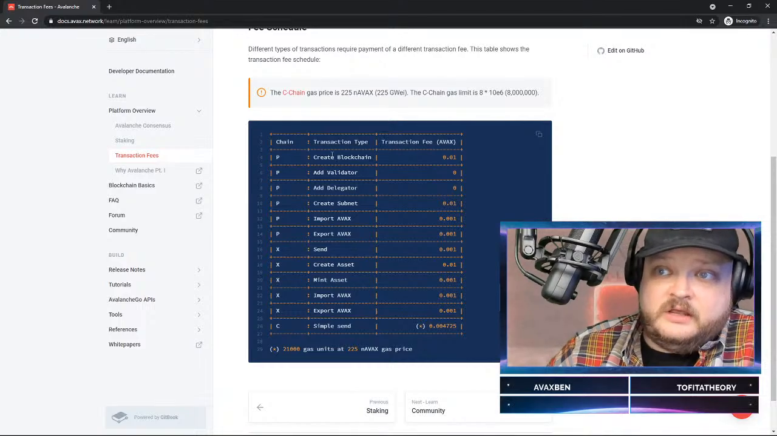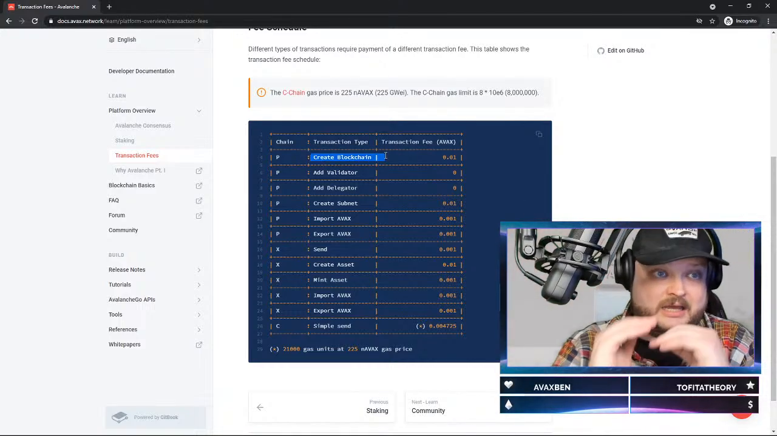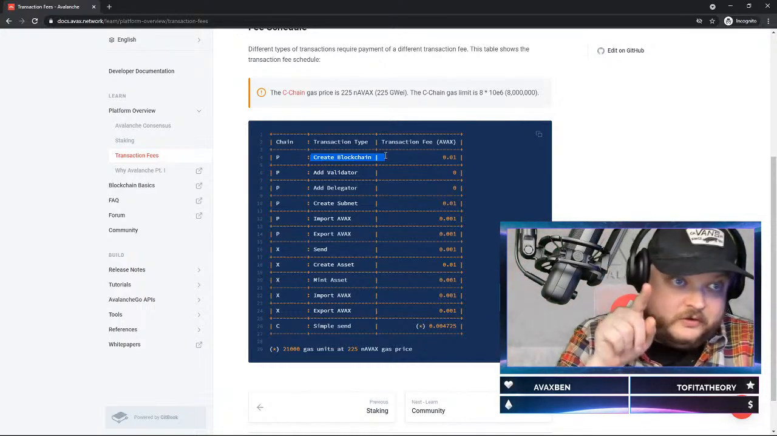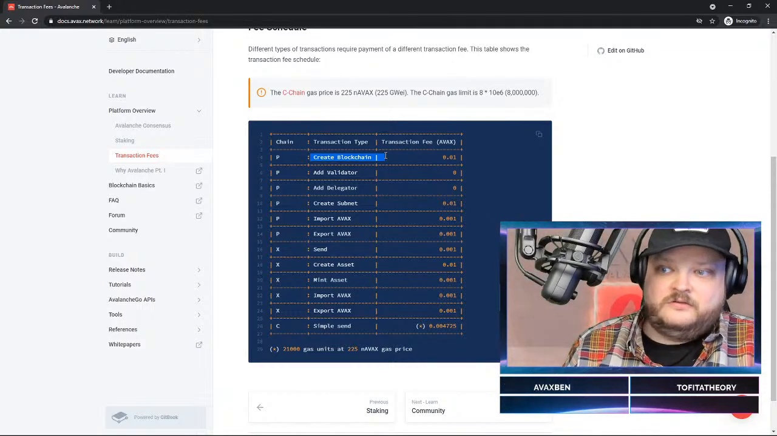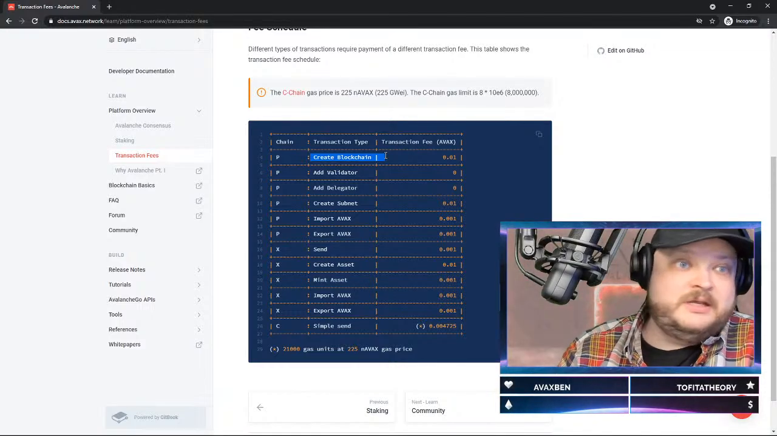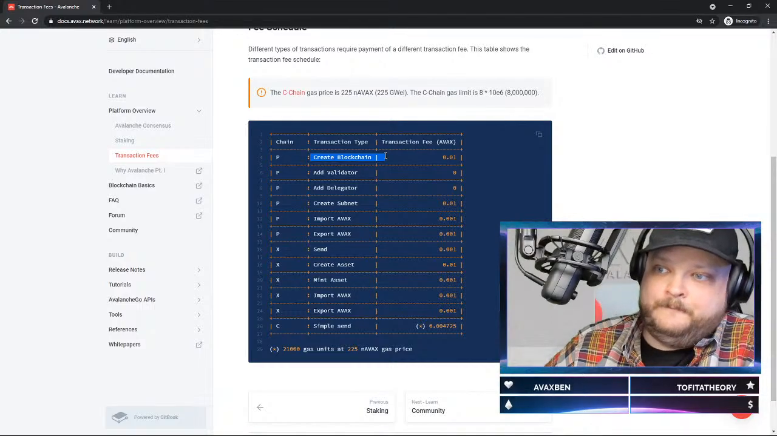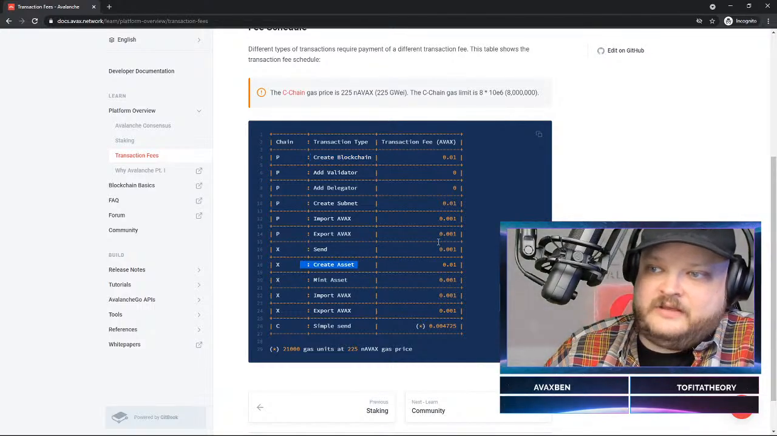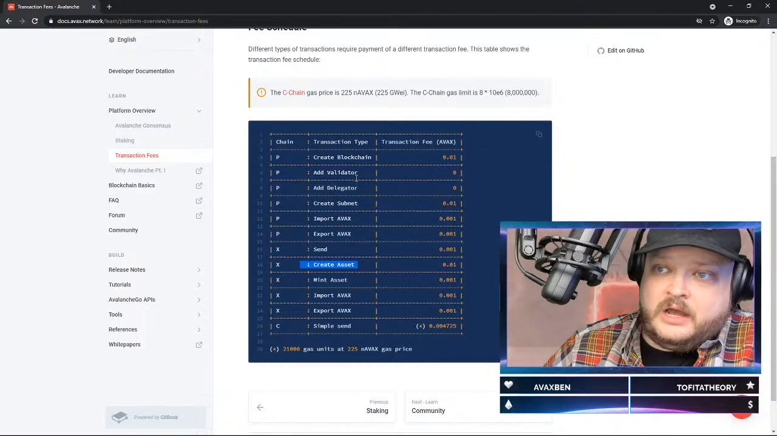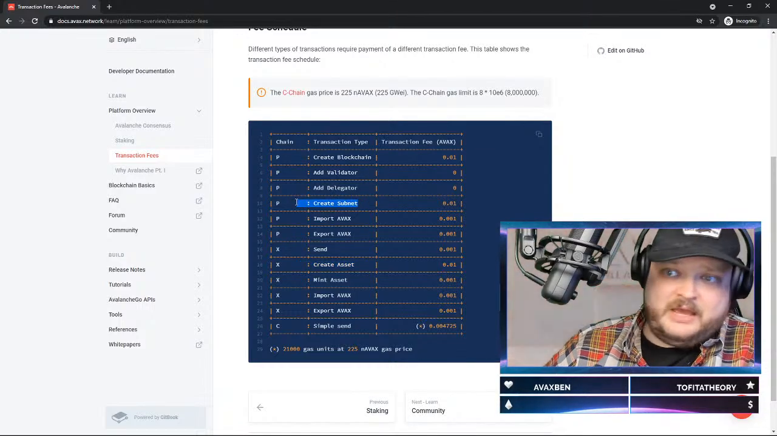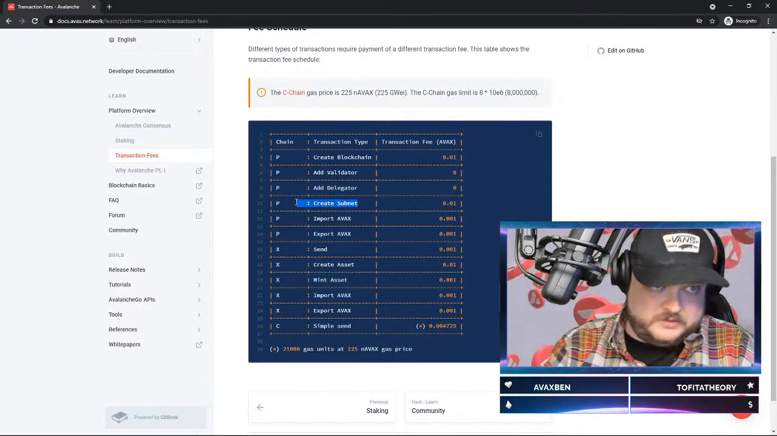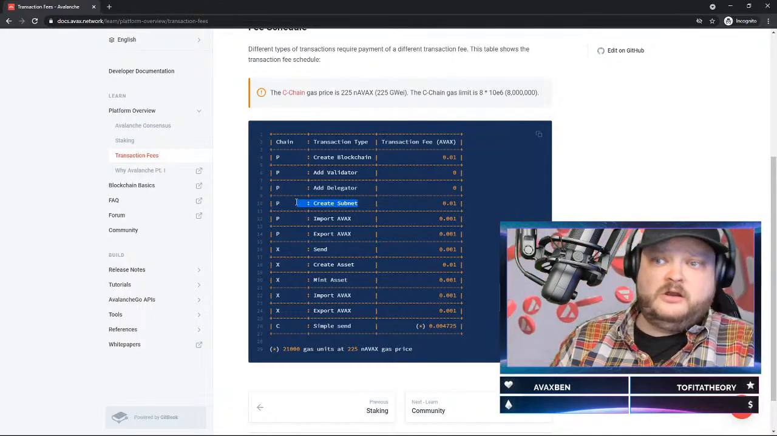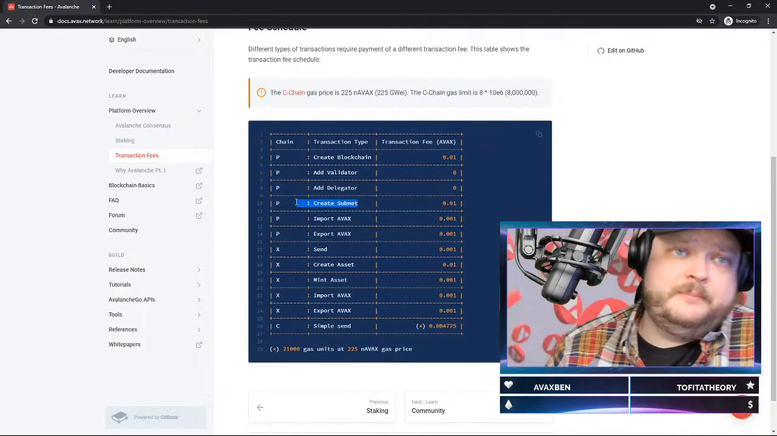Same is true for us. To create a blockchain, you're actually creating a hash and you're storing it. And so there's a higher cost associated with that single hash being created and stored forever on the chain. The same thing's true for create asset. Same thing's true for creating a subnet. You're creating this permanent piece of data which resides on the chain. So there's a higher cost associated with that permanent piece of data.